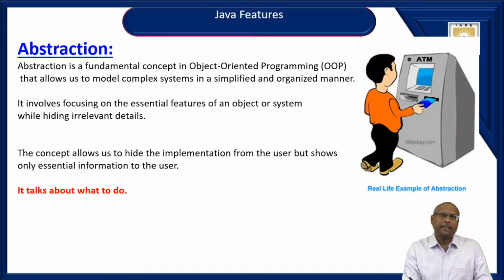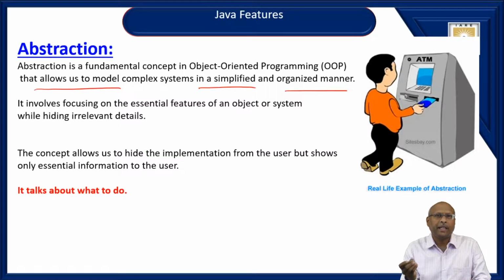Remember, when I say abstraction, it talks about only high level details. The internal details we will not discuss. Abstraction is a fundamental concept of OOPS that allows us to model a complex system in a simplified and organized manner. For example, think about the ATM. Inside the ATM machine there are many things, but we are not discussing them. We are saying how to use the ATM, how to insert a card and how to withdraw the money. These are only high level details. What exactly can you do with an ATM? I can insert a card and I can get the money. That is the main use of the ATM.